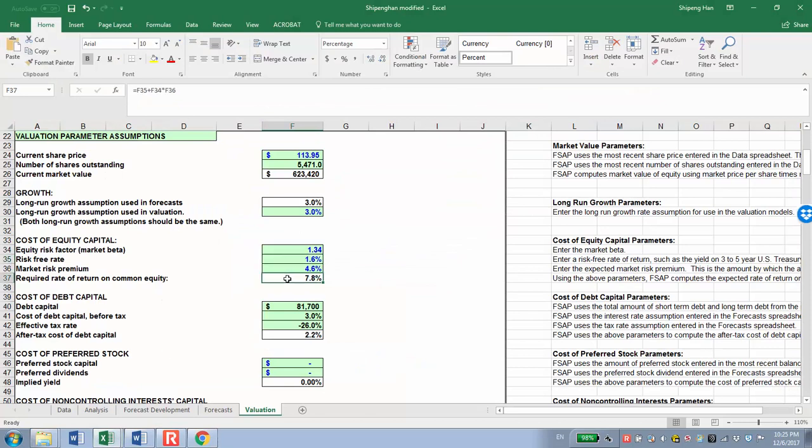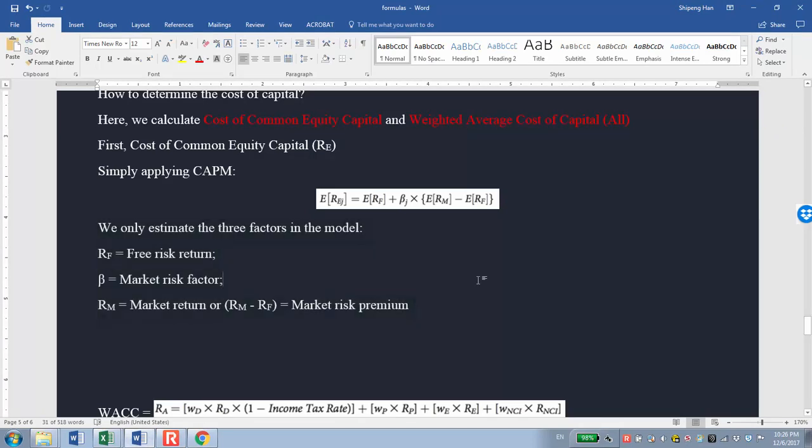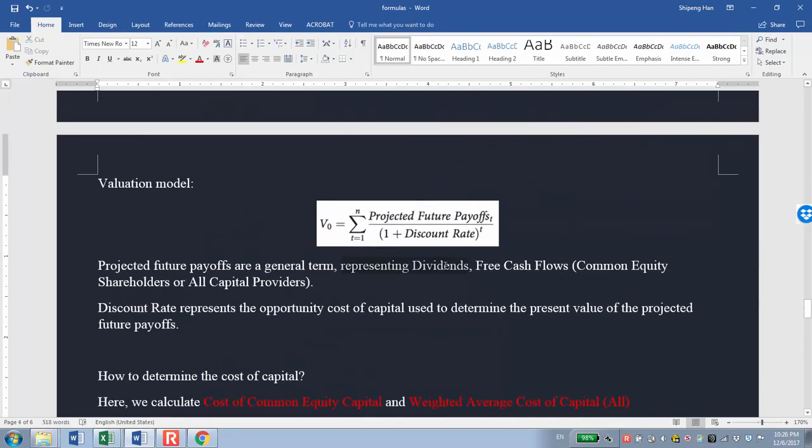Now Excel will calculate. So this is the capital assets pricing model. We get the cost of common equity capital is 7.8%. This discount rate can be applied to the dividend model or free cash flow available for common equity shareholders.